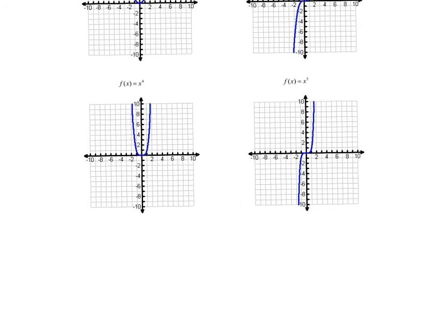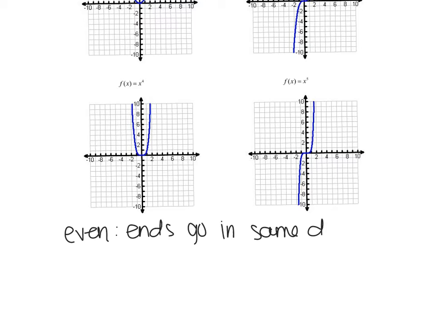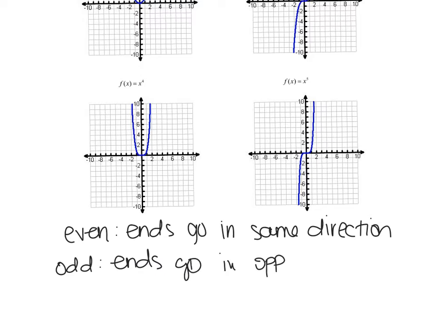So I can boil this down to the even functions. Their ends go in the same direction, either both up, or we could have it so that they're both going down. And our odd functions, their ends go in opposite directions. So one is going up, one is going down. And it doesn't matter which one starts out, because we know that it's going to continue going in the same directions once you start.